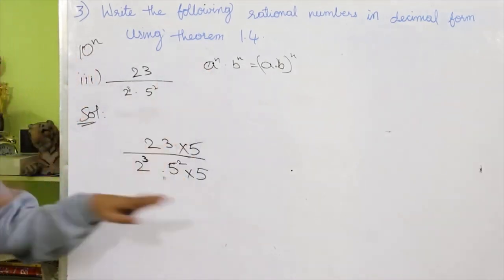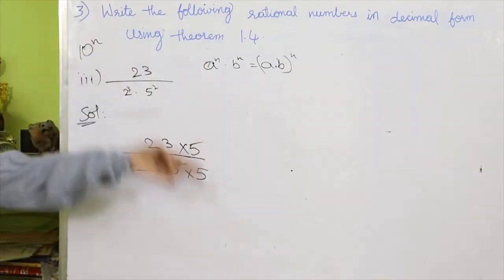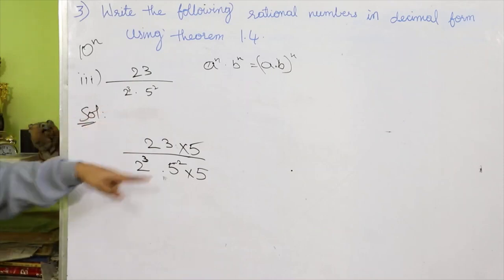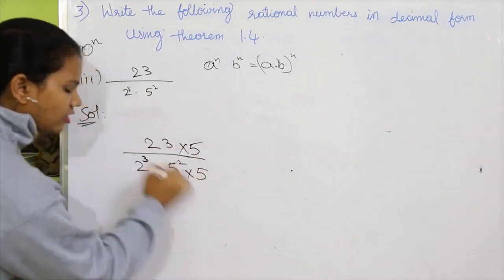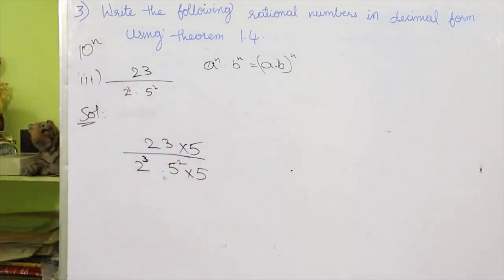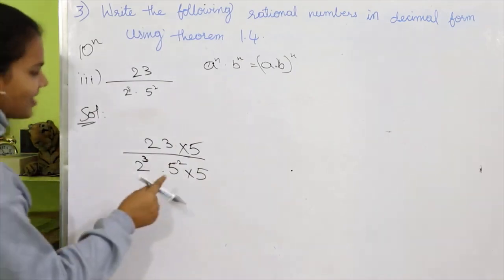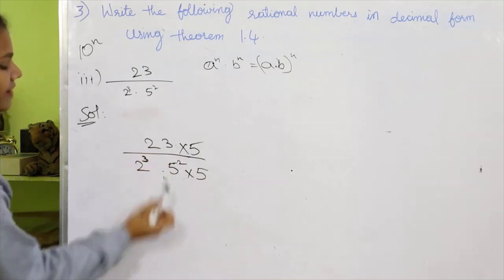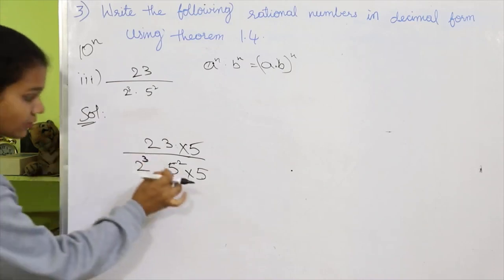So here they both got equal. If someone gives me chocolate and my sister would cry, and if they give chocolate to my sister, I would cry. So we must make it equal. If you multiply with 5 in the denominator, we must also multiply with 5 in the numerator. Make both equal, don't discriminate. Now here you have got 23 into 5 by 2 cube into 5 square into 5. So 5 square into 5 gives what? 5 cube.